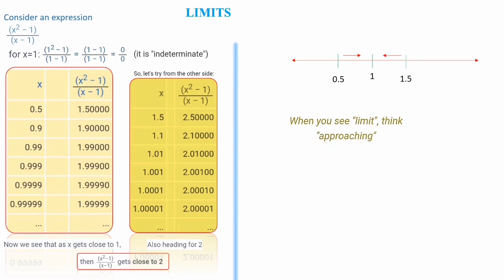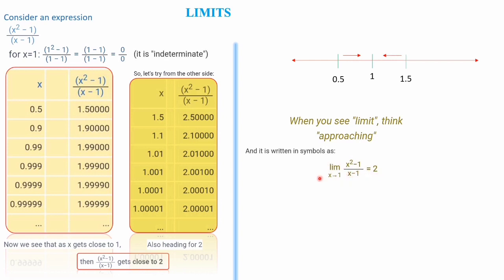Here you can see the value is approaching 2, and here also the value is approaching 2 from both sides. 1 is the middle value, and from the left, it is approaching 2, and from the right of 1, if you put values, the value is also approaching 2. It is written in symbols as limit x tends to 1, x square minus 1 divided by x minus 1 is equal to 2.